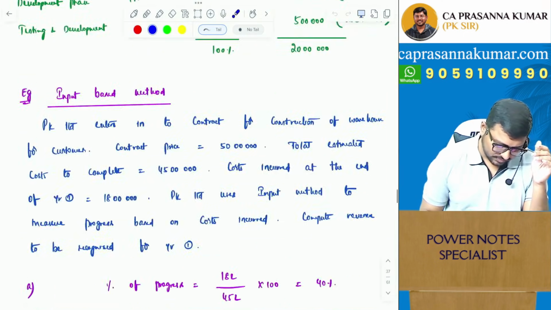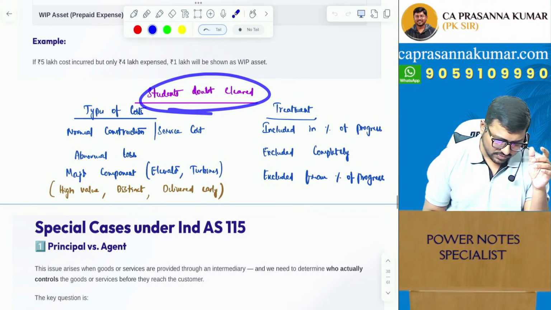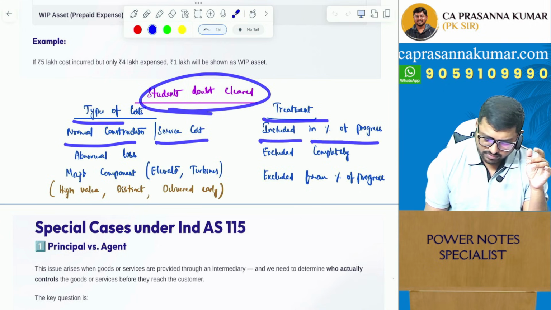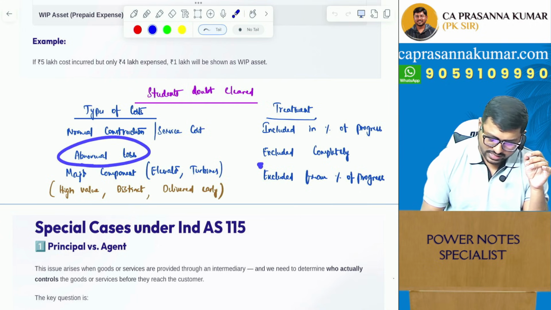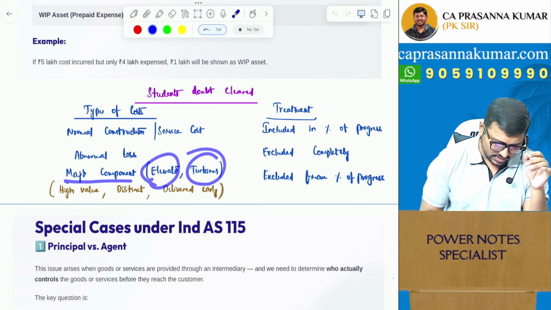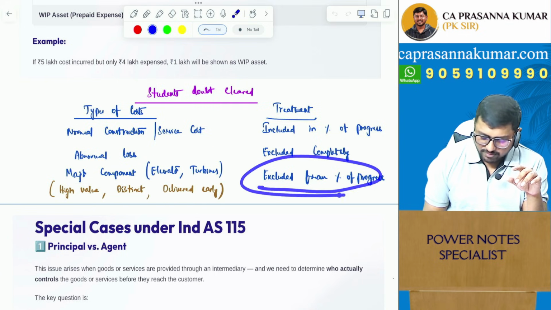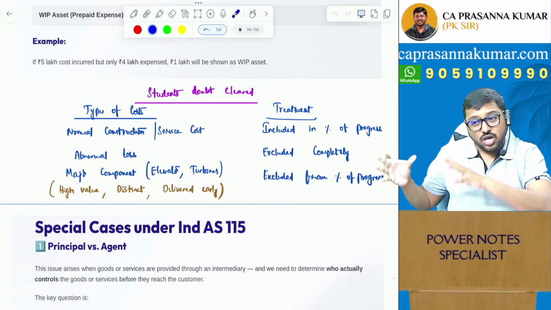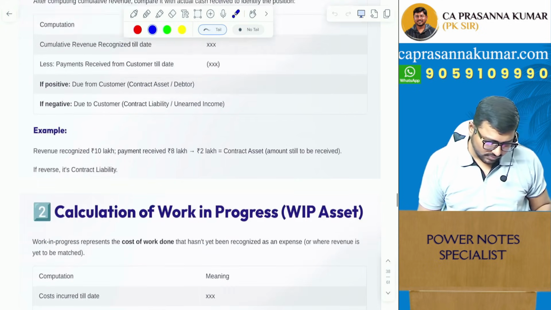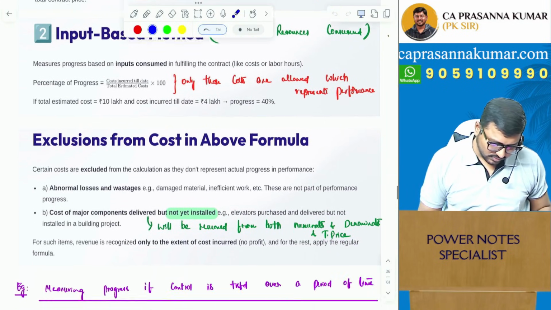See here. Students' doubt cleared, because many students have asked me this. Types of cost and treatment. Normal construction or service cost is included in percentage of progress. Abnormal loss is excluded completely. Major components like elevators and turbines, which are high value, distinct and delivered early in the project, are excluded from percentage of progress, but after that the cost of them will be added back. I hope this is clear. Right. Are we done with this?